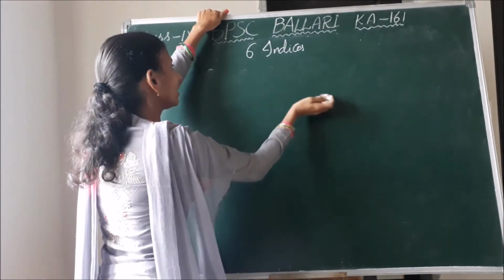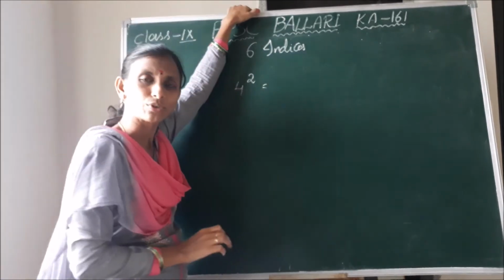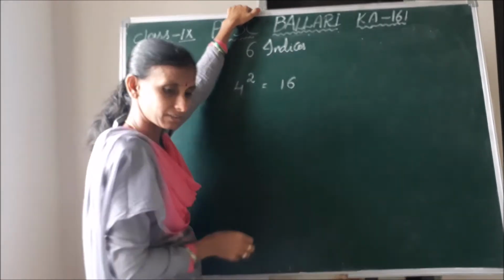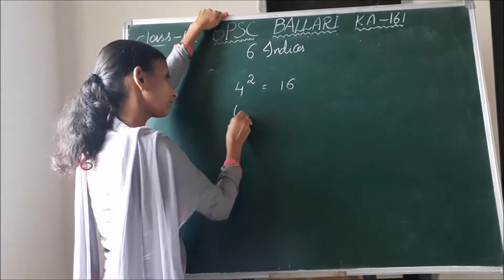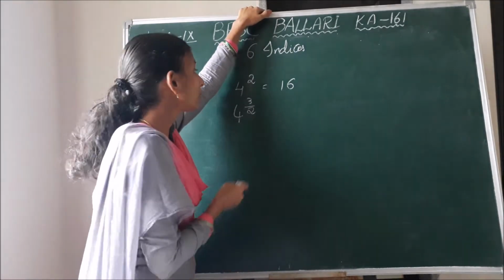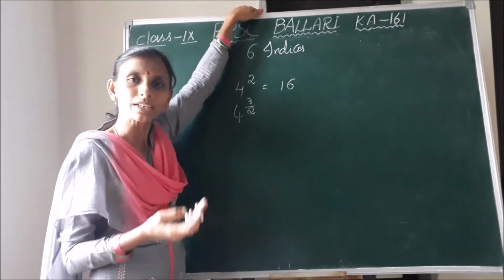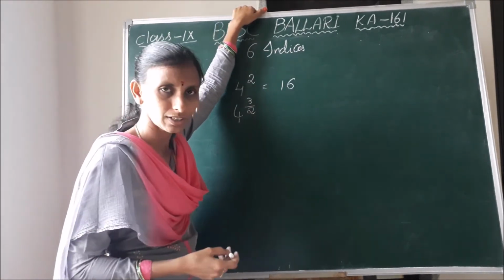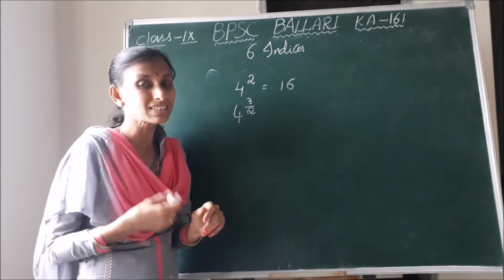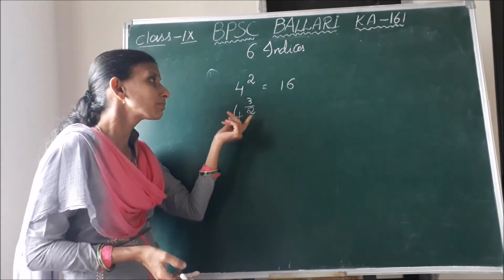Now for example, 4 power 2. What is the value of 4 power 2? The value of 4 power 2 is 16. Now I need the value of 4 power 3 by 2. How to solve this? Before, we had powers as integers or natural numbers. But here the powers will be in the form of fractions, that is rational numbers, which might be either positive or negative. So we have to simplify this now.